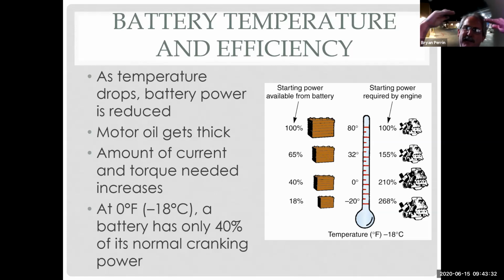You see where this is becoming exponentially a problem? Now I'm at 0 degrees. I've only got 40% of my battery's power, but it takes over twice the energy to crank the engine over and get it started. At 20 below, I've only got 18% of my battery's power, but it takes 268% of the energy to crank it over. 2.5 times as much energy to get it to start with less than 20% of my available power, because my battery's so cold. So you can see where that really comes into play.